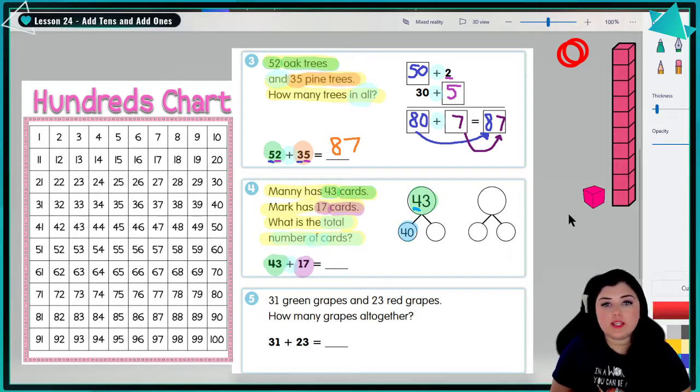How many ones in the number 43? How many ones? 3. There are 3 ones in the number 43.